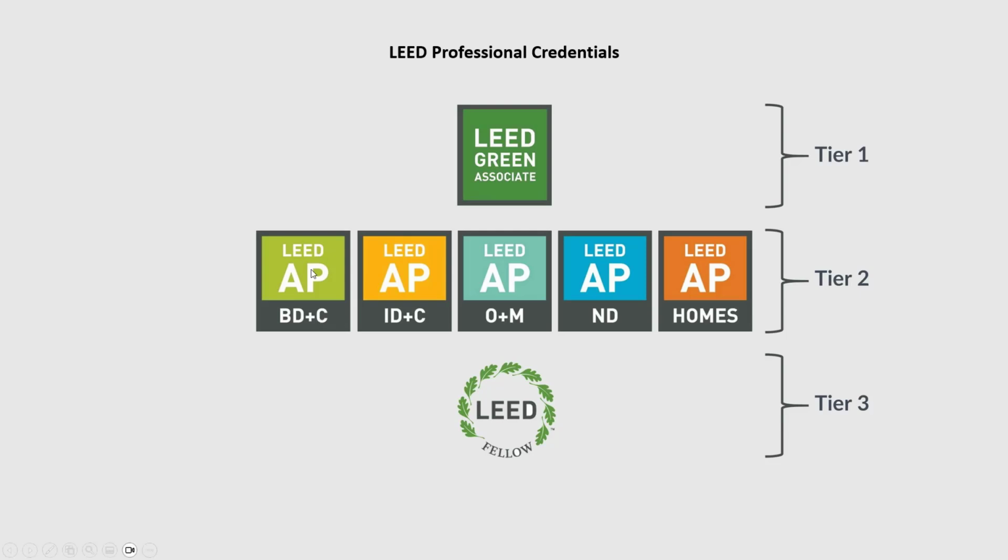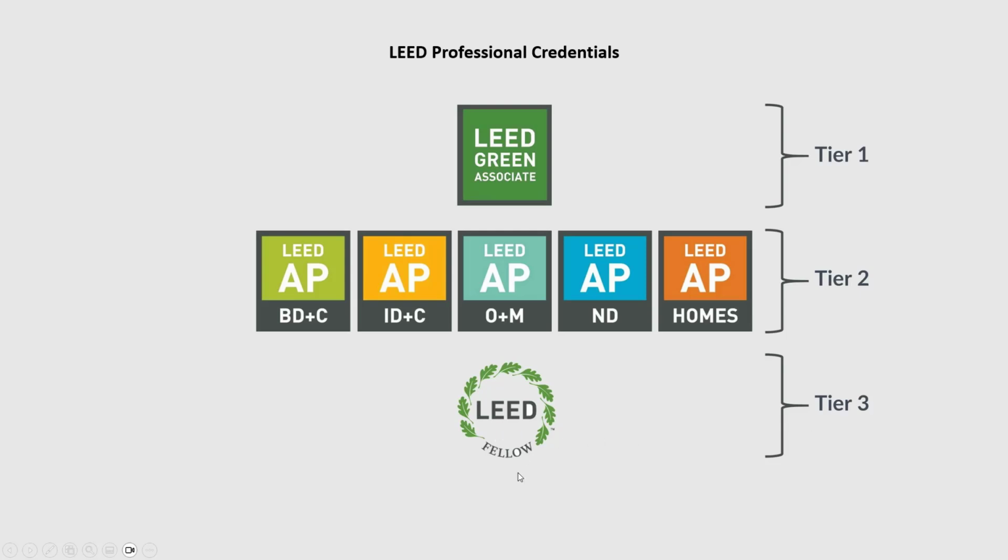For example, do you want to focus on building new buildings and construction? If that's the case, you need to focus on this certification. If you want to focus on interior design and construction, this is your certification. This is for operating and maintenance. This is not related to us. This is for neighborhood development. This is not related to us. And finally, if you are in residential design, probably this is the certification that you need to focus on.